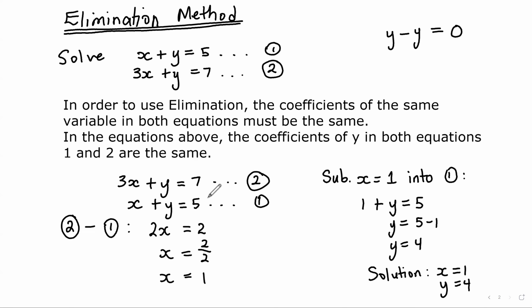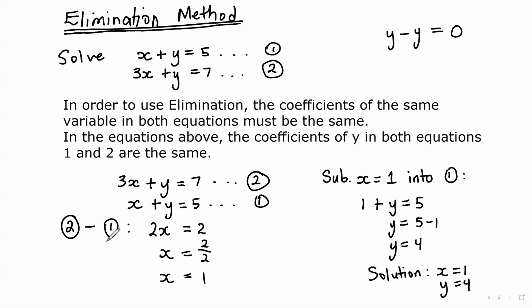So I rewrote my equations. I put 2 on top of 1 because 2 had the bigger numbers. It does not matter. You could have done 1 take away 2 and you would have still gotten the correct answer, right? So I said equation 2 take away equation 1, and that means that I have to subtract all the corresponding terms. So 3x take away x is 2x, y take away y is 0, and 7 take away 5 is 2. So I ended up with 2x is equal to 2, and therefore x is equal to 2 divided by 2, which means x is equal to 1.